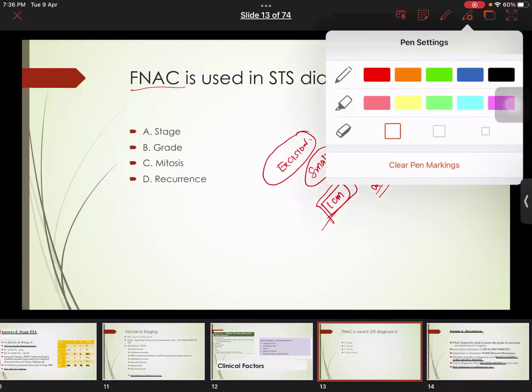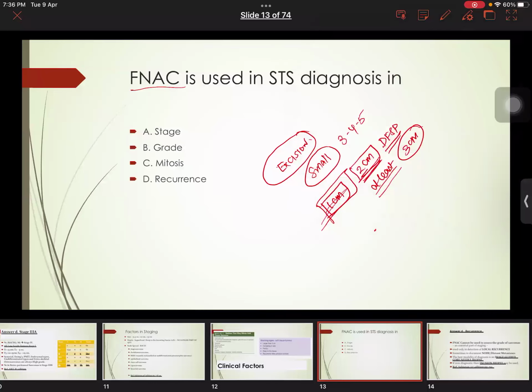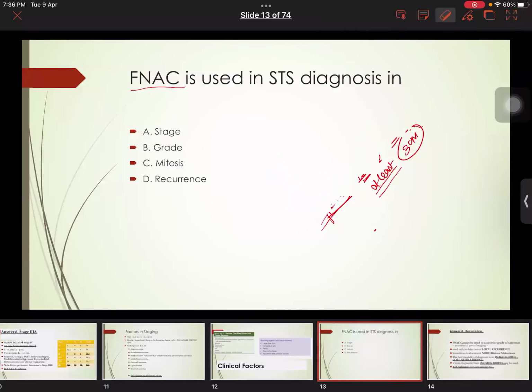So these are some of the points as far as the management or the biopsy in soft tissue sarcomas is concerned. Since we know that only biopsy is the management, where can we use an FNAC? It can be used in STS in diagnosis, stage, grade, mitosis, or recurrence. Where can we use it? The answer is obviously in a recurrent scenario. You can have a patient who has already been treated for a soft tissue sarcoma and then later comes back with a recurrence. At that point of time, you can consider going in for an FNAC alone to confirm the diagnosis.